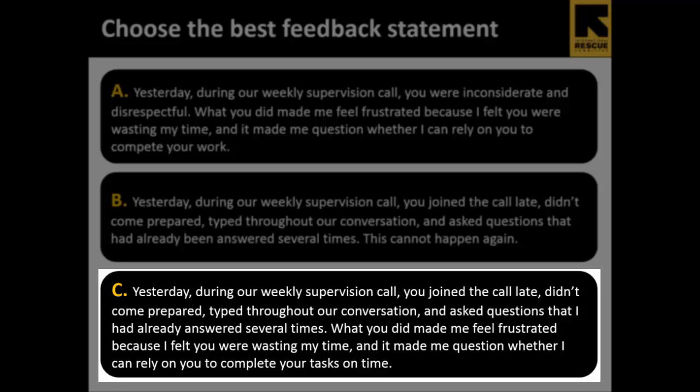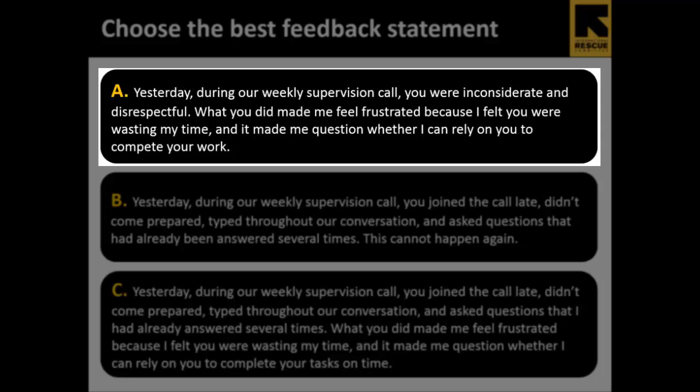And the impact statement is: what you did made me feel frustrated because I felt you were wasting my time, and it made me question whether I can rely on you to complete your tasks on time. This impact statement clearly describes how the person's behavior affected the manager, and it also uses objective, non-judgmental language.